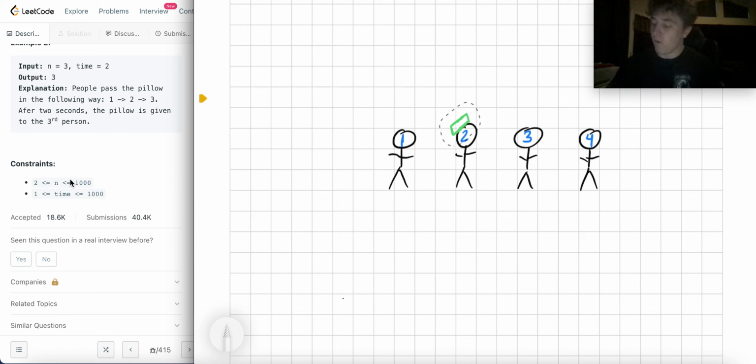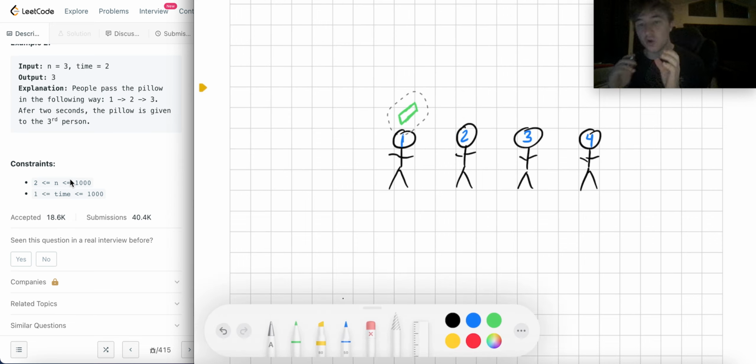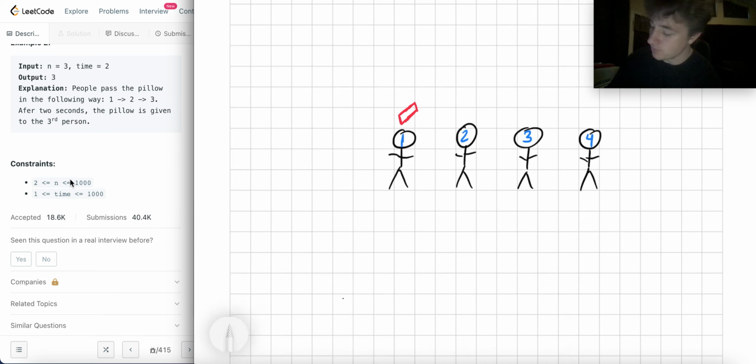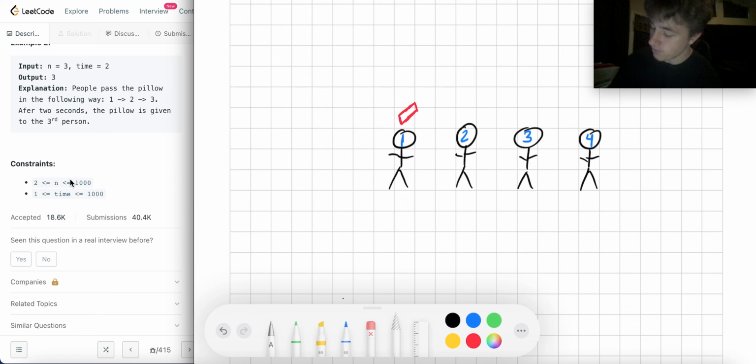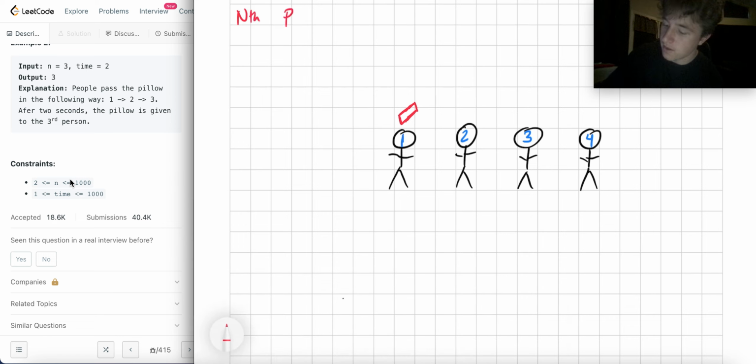Okay, so let's adjust this problem. So we're going to make a small modification quickly to allow us to solve this, to give us some intuition about how this problem is going to be solved. Okay, so the modification I'm going to be making is the nth person passes back to the first person.